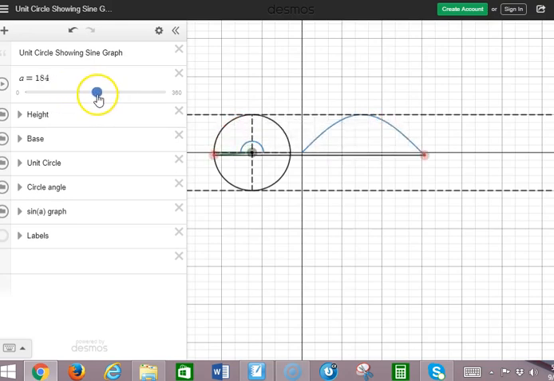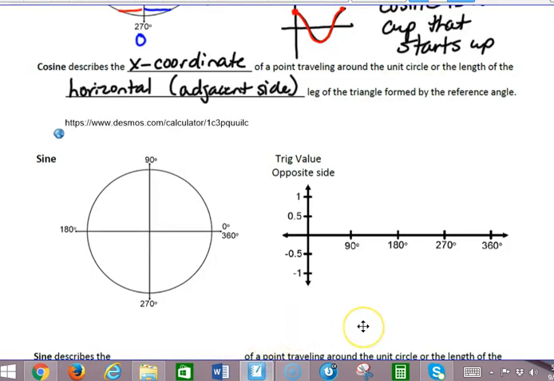So now we're down to 0 at 180. And then we go into negative y values in quadrant 3 and 4, getting down to negative 1 at 270, and then back up to 1 at 360. So notice that these vertical distances on the unit circle correspond exactly to vertical distances on the sine graph. So this is actually a little easier to see.